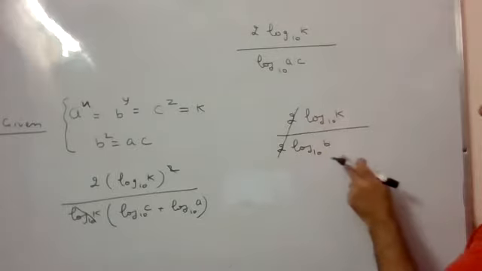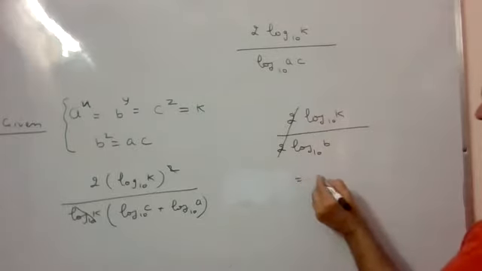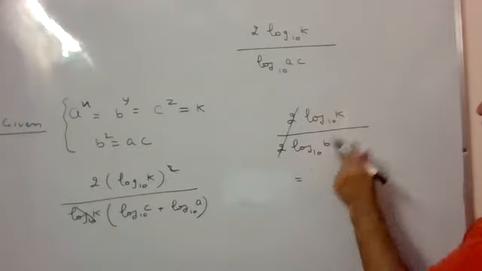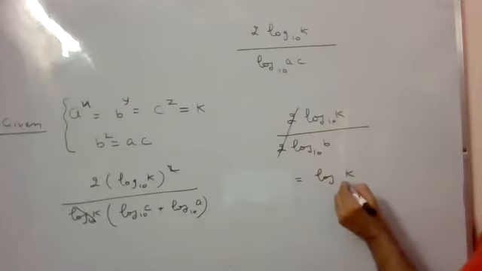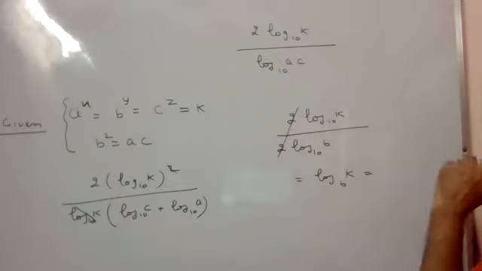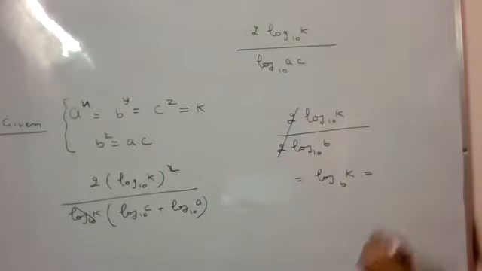Log k by log base b, what will this come out to be? Can you write log k base b, or have we already found its value? Write it as log k base b. And what was this equal to? y. Yes, y it was y only, so we got this as well.